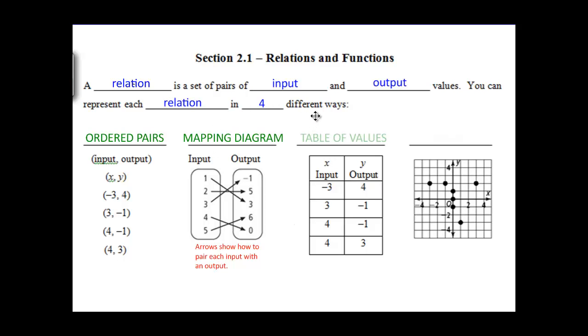Third one, we have a table of values. So generally we've seen this before where we have our x column, our y column. X is our input, y is our output. And then we also have our graphs where we can look at relations.